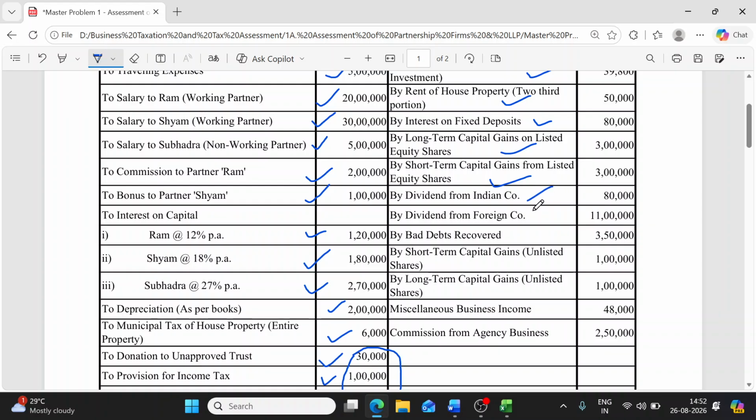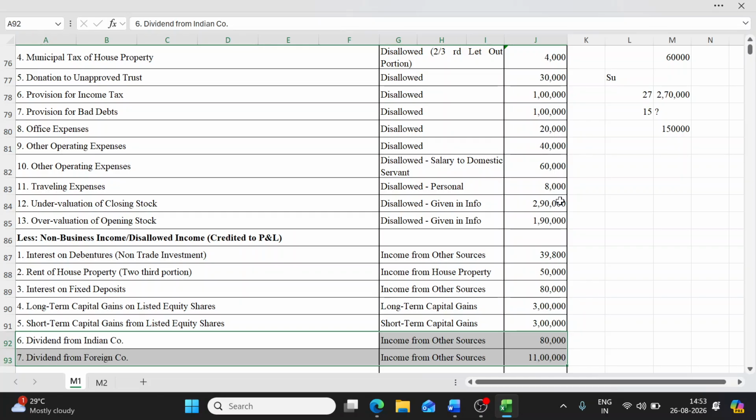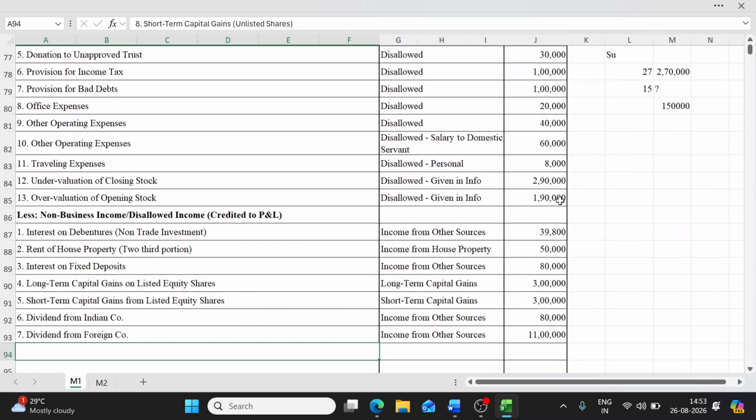Okay, now the next is dividend. Dividend from Indian company, dividend from foreign company, 80,000 and 11,000. Now these two are not business income, these are non-business income, and these two should be shown under the head income from other sources. So let's show the same as a point number 6 and as a point number 7. Okay, so 80,000 and 11,000 under the head income from other sources.